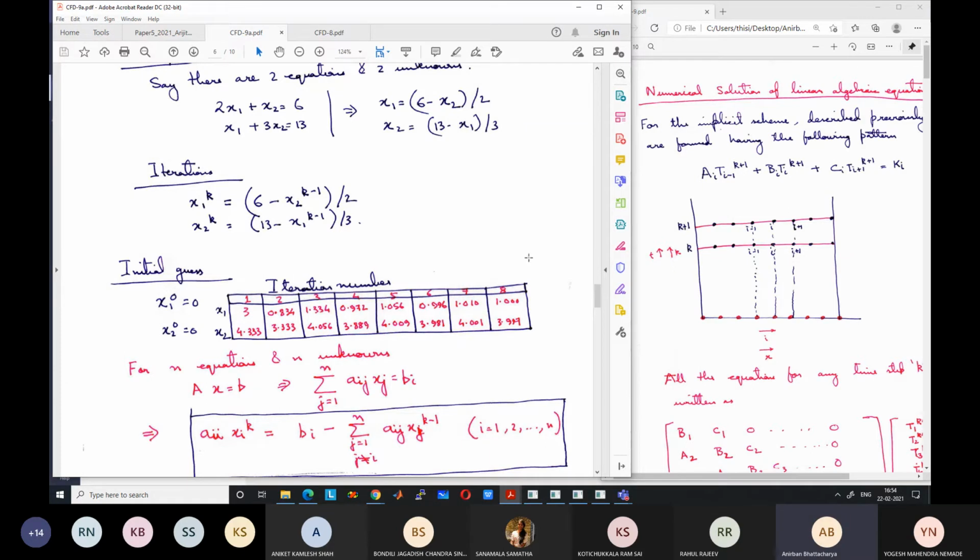Here our convergence criteria was very poor, 10 to the power minus 2. If it was 10 to the power minus 6, I will need a much larger number of iterations, okay, to go towards the correct solution. But I will reach the correct solution.